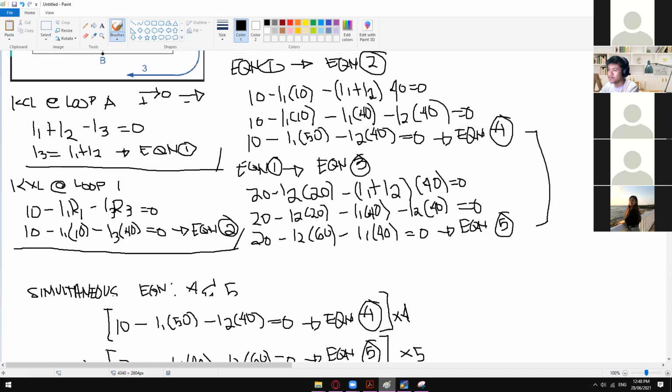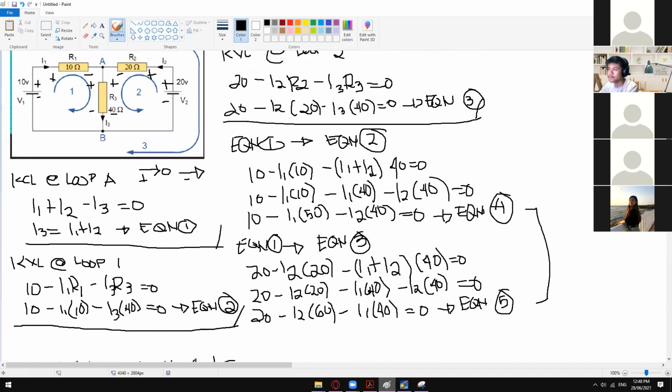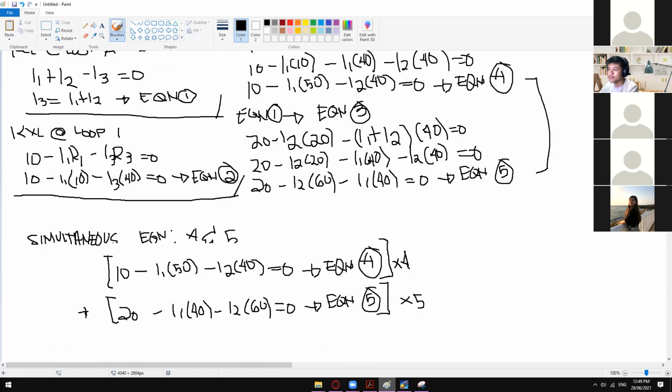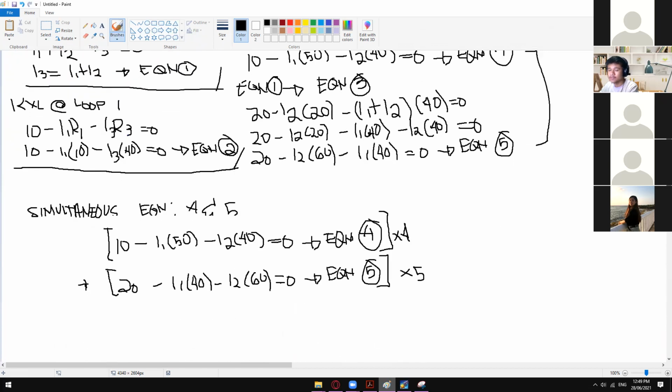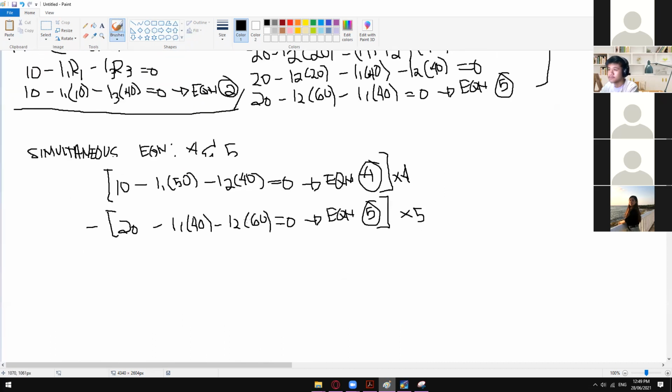Why do we have the same polarity, minus minus? Instead of adding, we can change this into subtraction, which is also possible, so that this becomes positive. Negative 200 plus 200 will become 0. If we multiply this by 4, we will get 40.